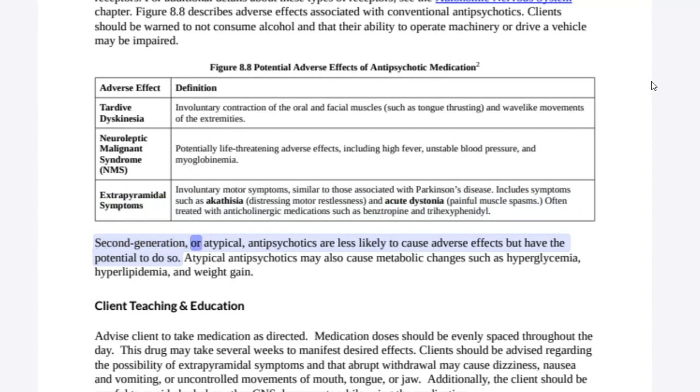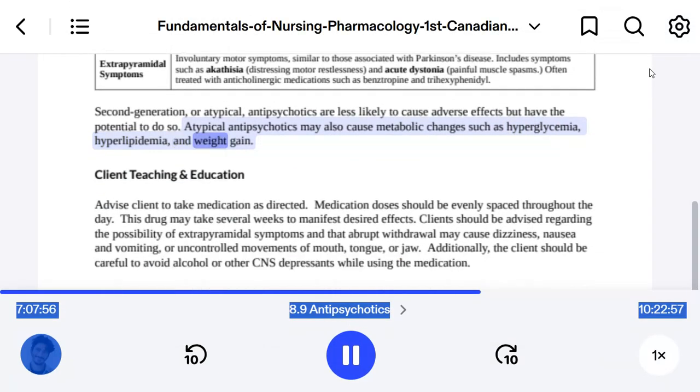Second generation, or atypical antipsychotics are less likely to cause adverse effects but have the potential to do so. Atypical antipsychotics may also cause metabolic changes such as hyperglycemia, hyperlipidemia, and weight gain.